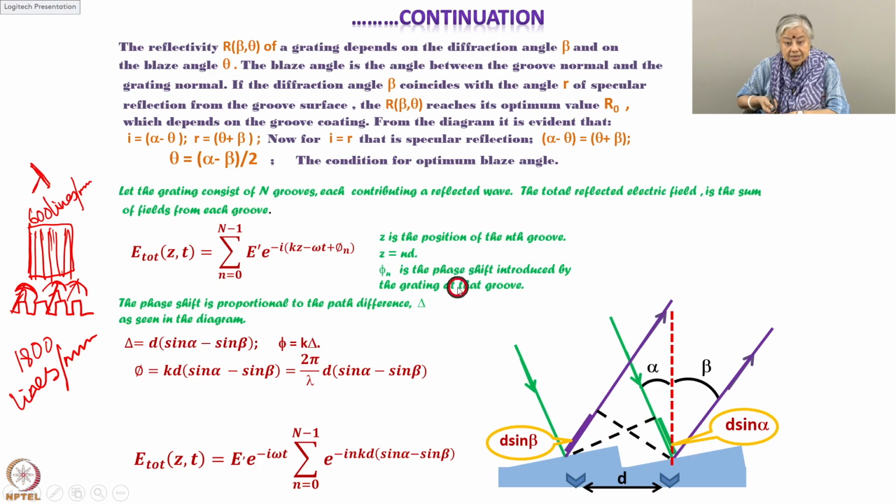And phi n is the phase introduced by the grating at that particular groove, the nth groove. So, n is equal to 0 to n minus 1, these are the grooves. You just identified the grooves as 1, 2, 3, 4, 5, 6. So, these are integers. So, this is like a standard equation. Then the phase shift is proportional to the path difference delta, okay, in this diagram. So, delta is equal to d (sine alpha minus sine beta), okay. This is the path difference.